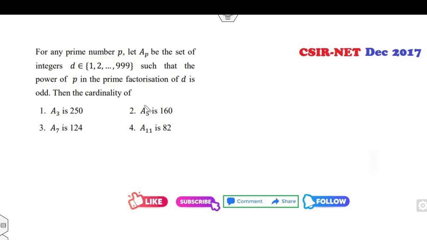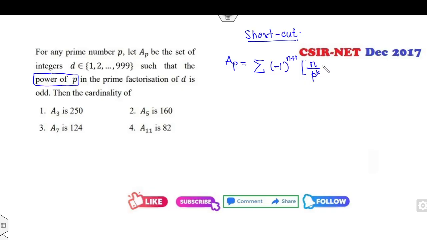Okay, for any prime number p, Ap is a set of integers such that the power of p in the prime factorization, then the cardinality. Fine. I think this is a very simple approach. What is the shortcut trick? How can you find the A of p? That is summation of minus 1 raised to power n plus 1, greatest integer of power of k. Okay, if I use k, then here I can also write it as A k, where k varies from 1 to infinity.